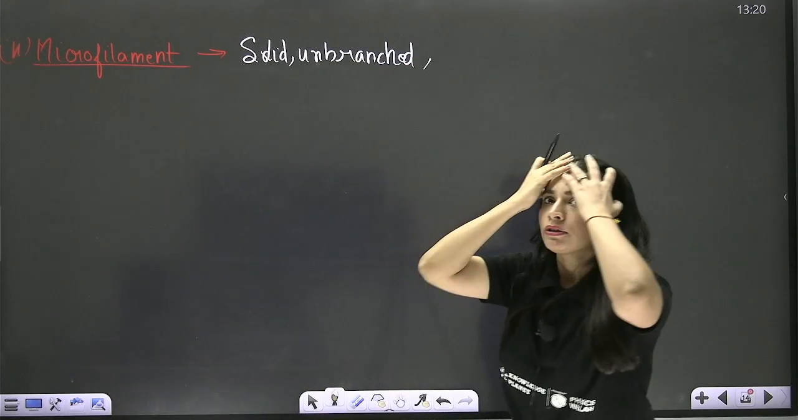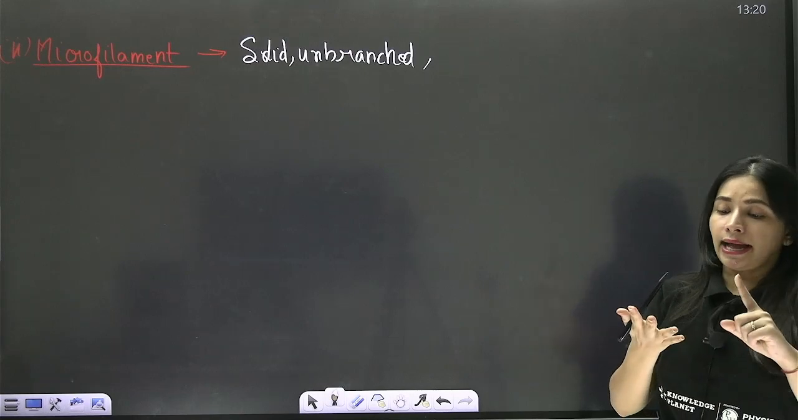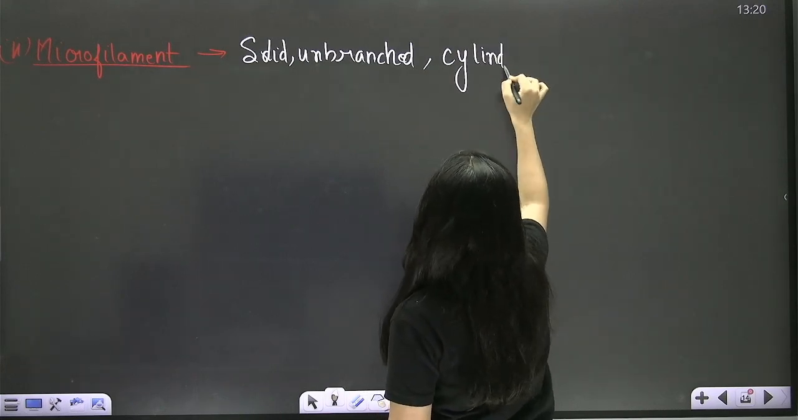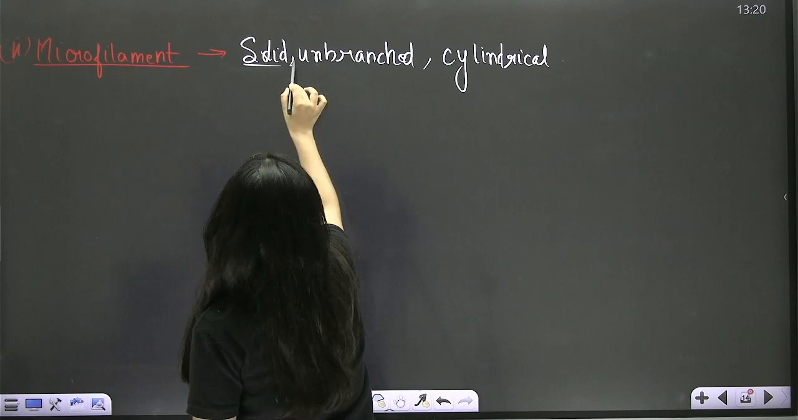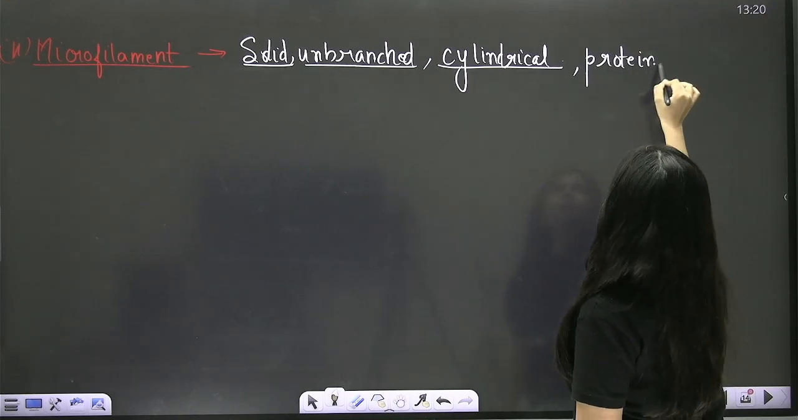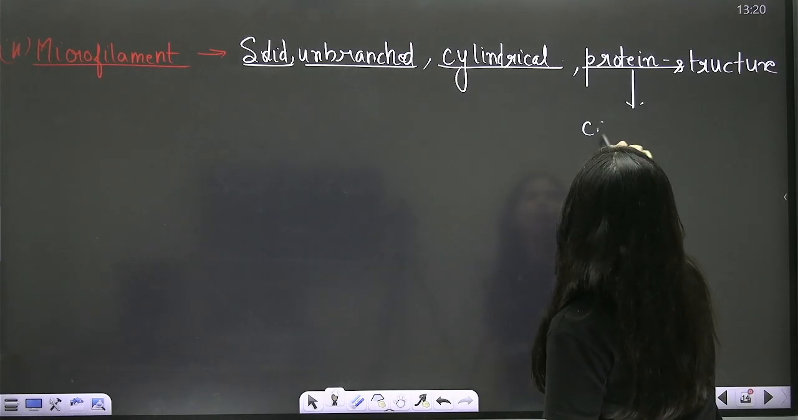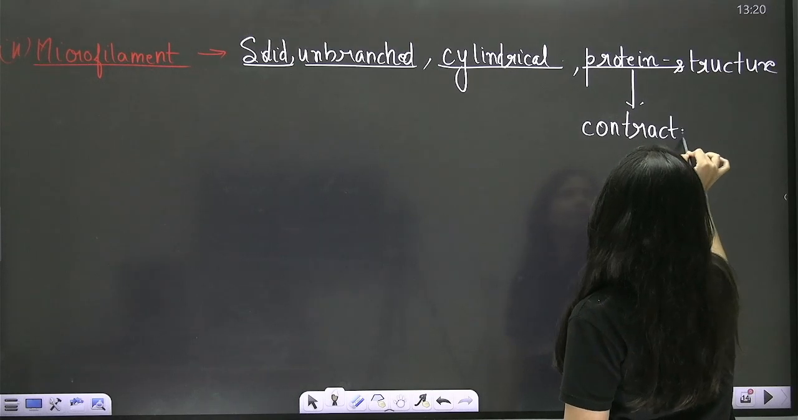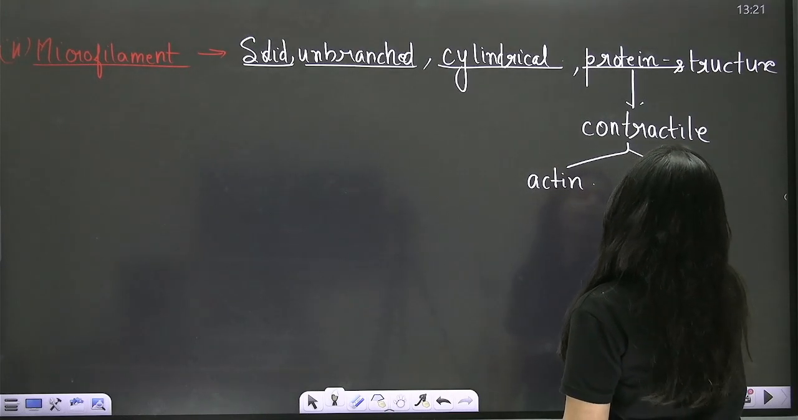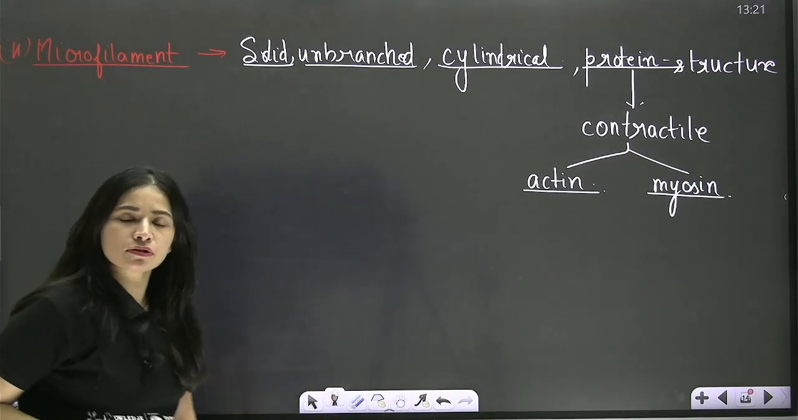Unbranched, right? So, microfilaments are rather solid, unbranched, proteinaceous structures. And they are also cylindrical, which help in muscle contraction and relaxation. So these are solid, unbranched, cylindrical protein structures. Which protein? This time they are made up of contractile protein, that is actin and myosin. Right? They help basically in muscle contraction and relaxation.